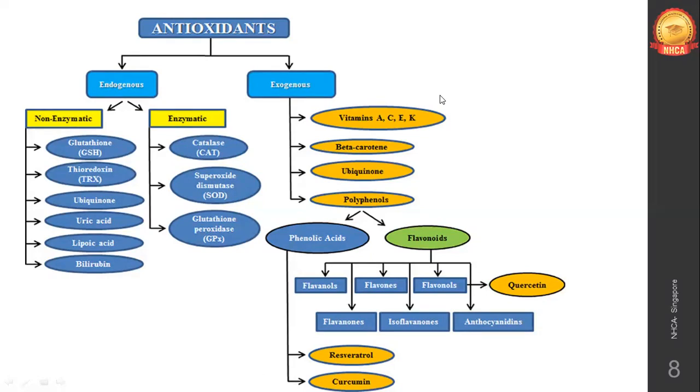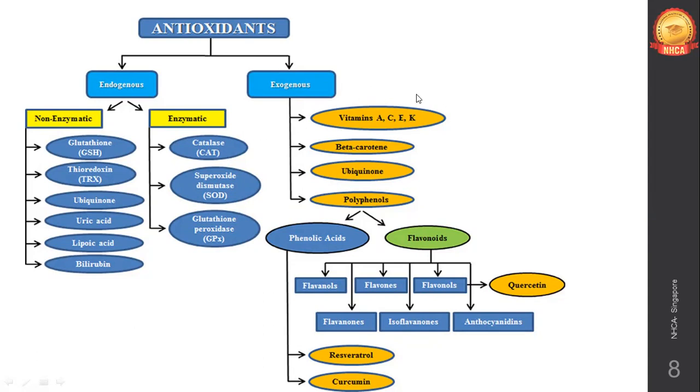Enzymatic antioxidants are enzymes which also act as antioxidants. So the enzyme called catalase in your body, superoxide dismutase, glutathione peroxidase. These are all enzymes which have antioxidant effects.